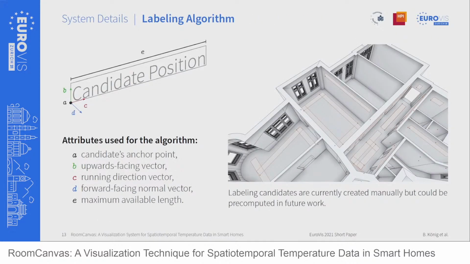The second topic that I want to talk about is the labeling algorithm that you've also just seen in action. What this algorithm does is it takes label candidate positions, which are currently manually pre-created, but could easily be pre-computed during the pre-processing steps as well. For each of the candidate positions, the algorithm takes into account their respective anchor point, an upwards facing vector, a running direction vector, the cross product of the upwards and running direction vector, so the forward facing or normal vector, and also a maximum available length.